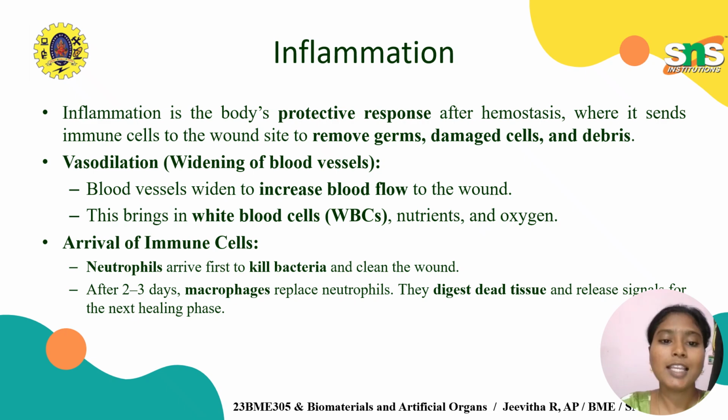And the second one is inflammation. It is the protective response after hemostasis. Here, the damaged cells and dead cells are digested by the white blood cells. First, the blood vessels are widened to increase the blood flow to the injured site, because it brings the nutrition, oxygen, and white blood cells to the wounded area.